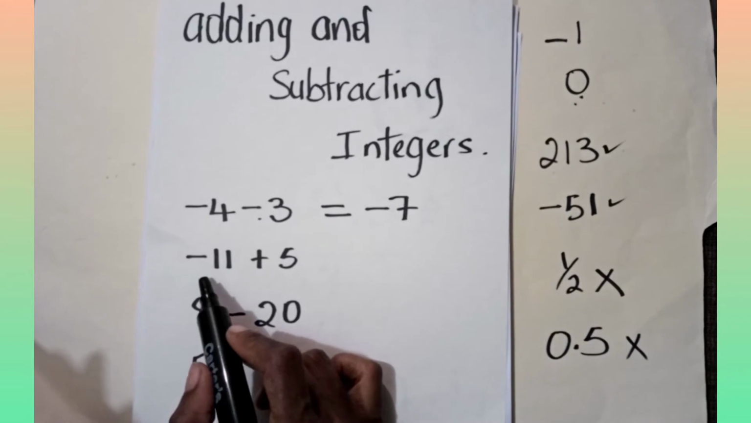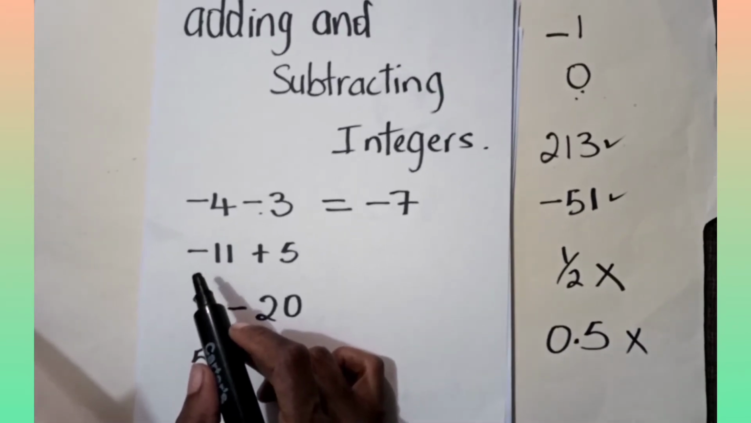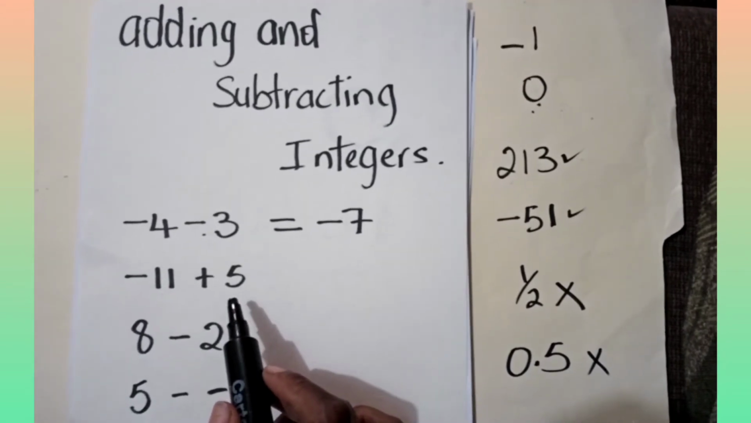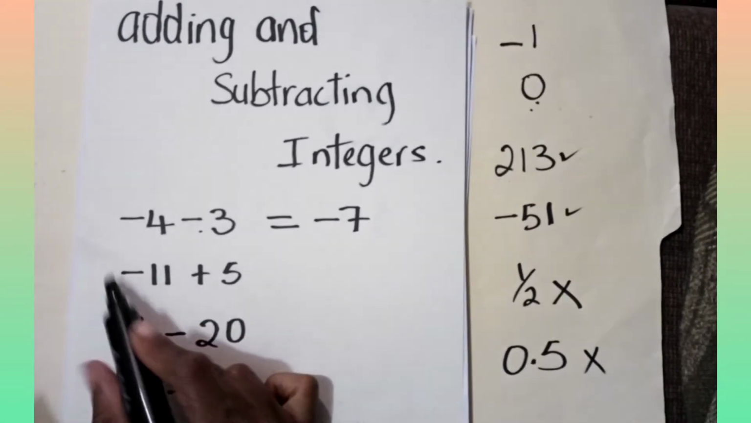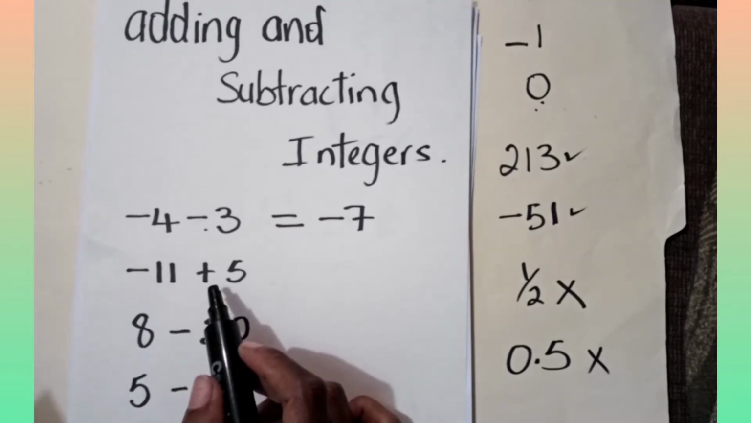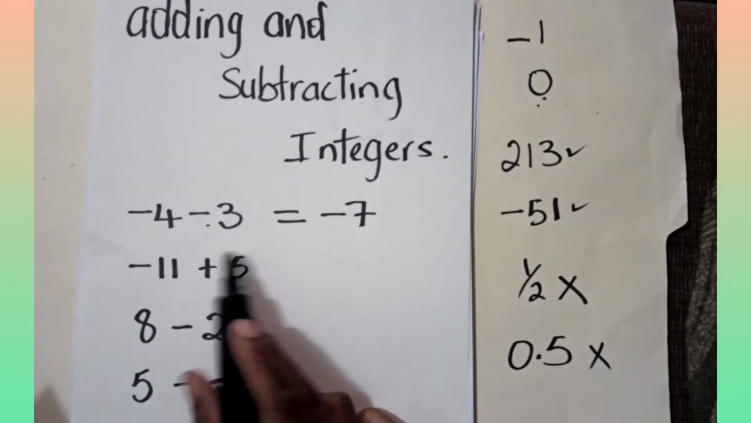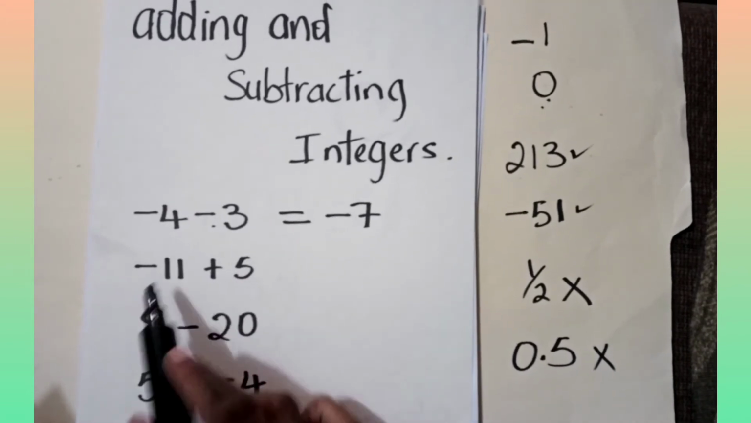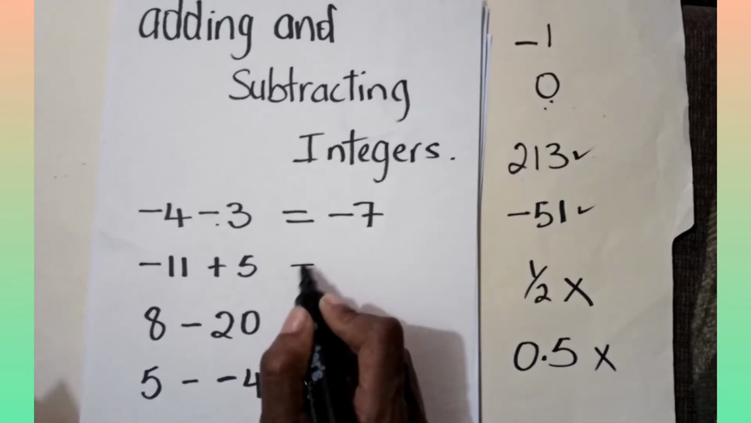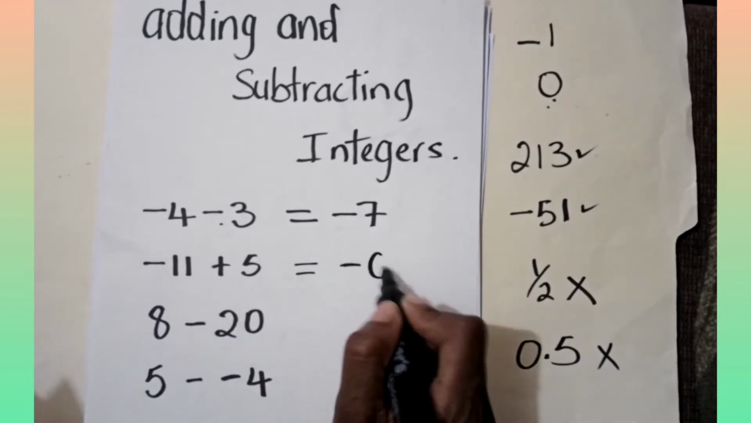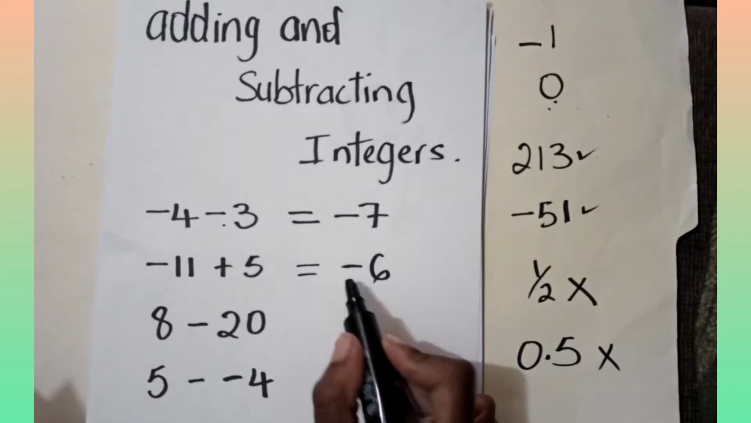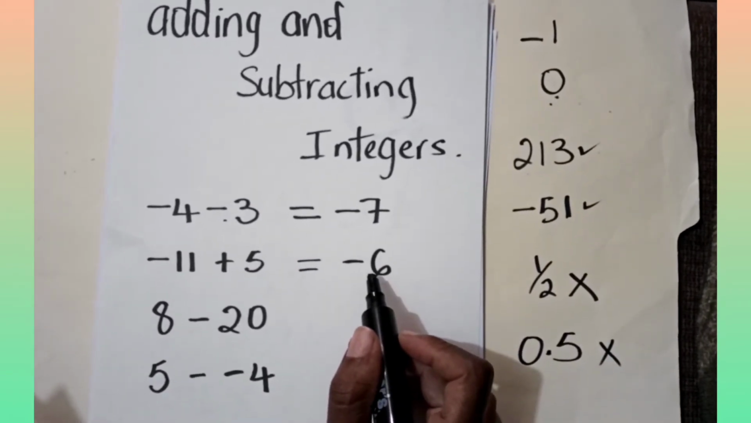All right, let us look at another one. Negative 11 plus 5. So you can say you owe 11. And the positive 5, that is what you have. So you have $5. You owe $11. So when you give them that $5 that you have, you will still owe $6. So it's negative 6.